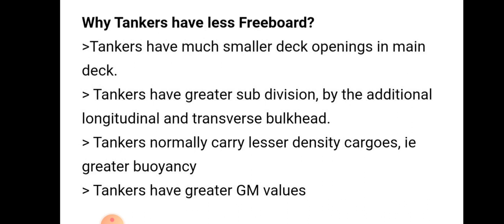Tankers normally carry lesser density cargo, so they have greater buoyancy. And tankers have a greater metacentric value, GM value. So tankers have less freeboard because they have much smaller deck openings in the main deck, greater subdivision by additional longitudinal and transverse bulkheads, lesser density cargo with great buoyancy, and greater GM value.